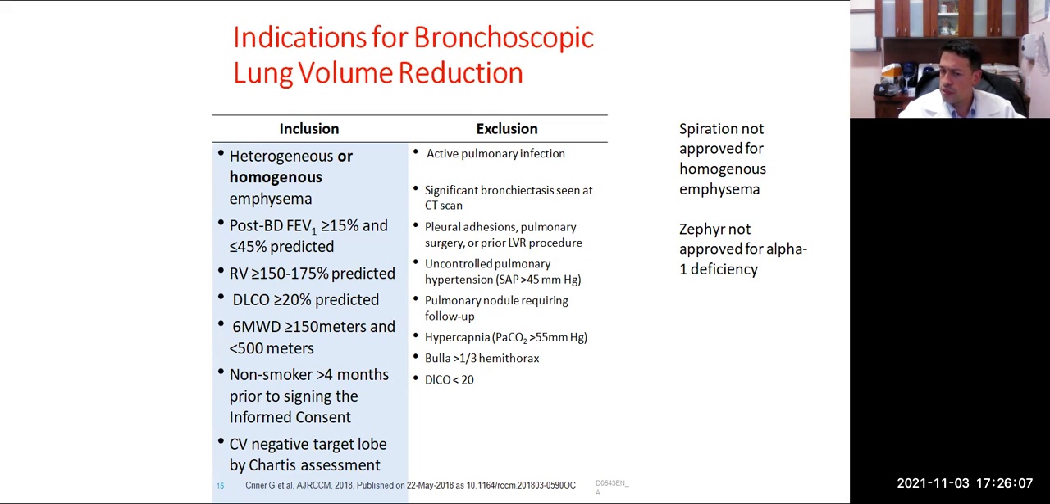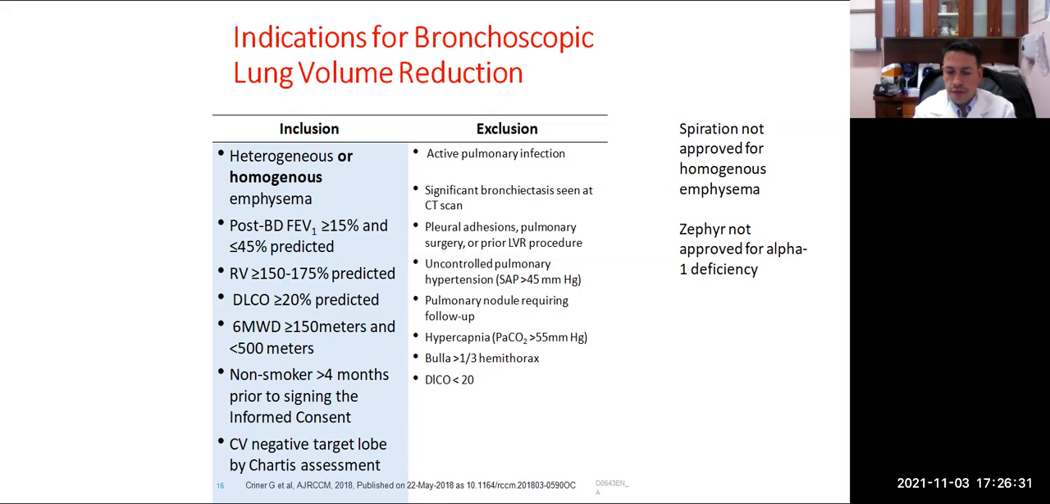Now, if you have a big bullous emphysema, really you should think about bullectomy. Those patients will do very well with that. A couple of other things to know. Spiration valve is only approved for heterogeneous emphysema. That doesn't mean that we don't use it for homogeneous, but technically you shouldn't. And then the Zephyr valves are not approved for alpha-1 patients, but Spiration is approved.